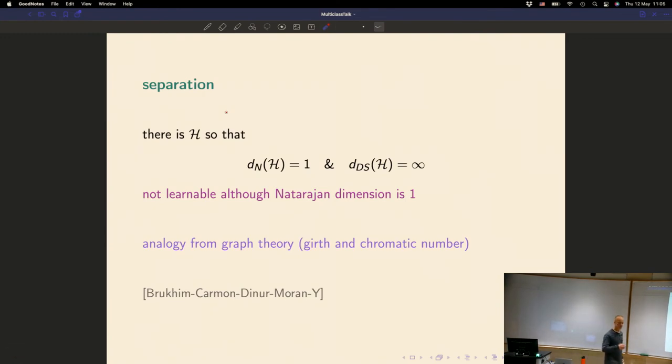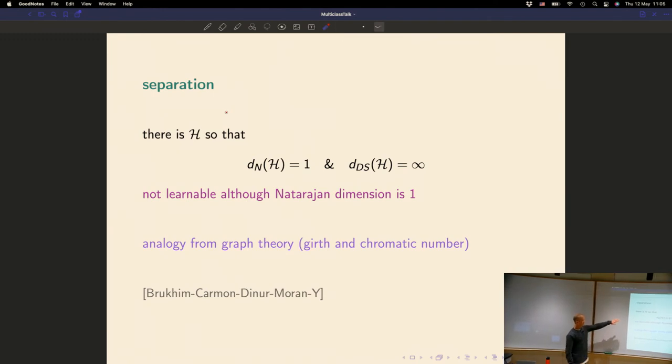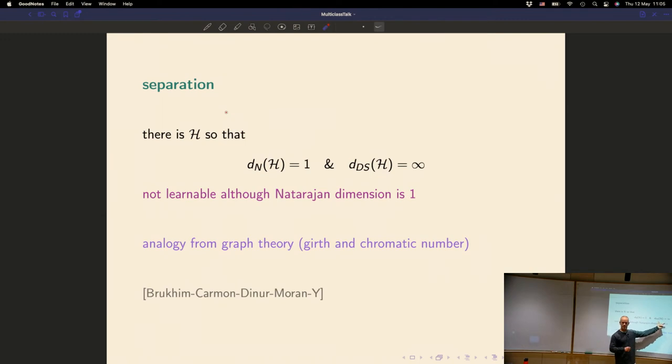And the refutation statement is the existence of some specific concept class. There is a concept class whose Natarajan dimension is 1 and whose DS dimension is infinite. So it's not learnable, but the Natarajan dimension is 1. This is the other part.